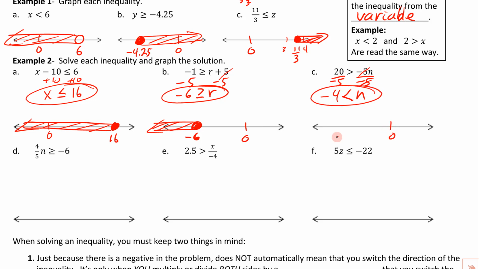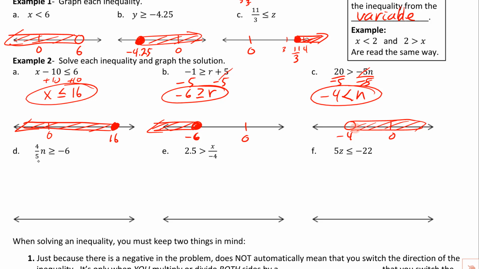I'm going to put 0 here, negative 4 here, put the circle, again, figure out whether or not you're going to close it in or leave it open. We're going to leave this open, and then read from the variable. N is, see this big mouth right here? N is the big one. N is greater than negative 4. So they're bigger than negative 4. So we're going to shade to the right.